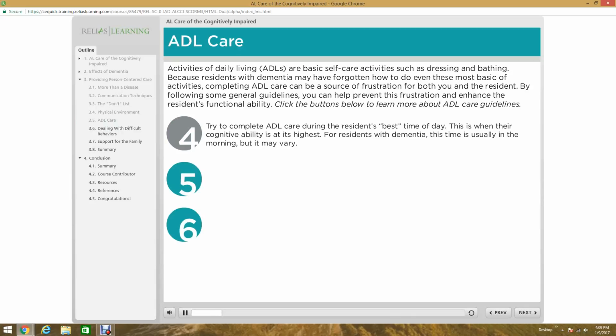Try to complete ADL care during the resident's best time of day. This is when their cognitive ability is at its highest. For residents with dementia, this time is usually in the morning, but it may vary.